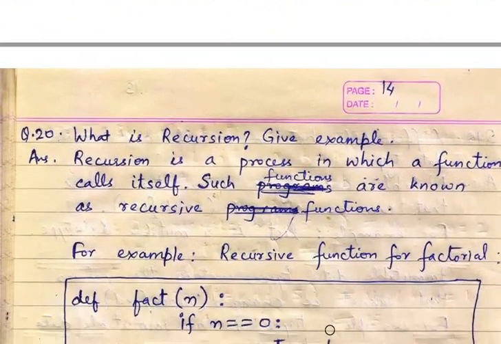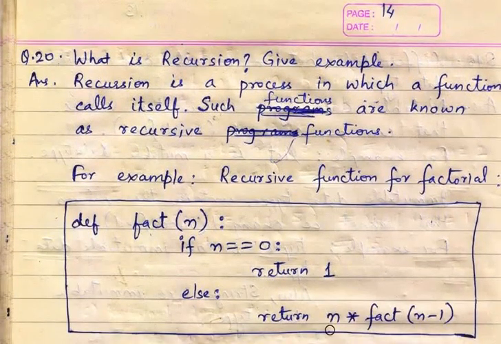Now comes a very important part which you will get in each and every examination, and that question is: what is recursion? Give example. Recursion is a process, and that process says that you have to create a function and that function should call itself. When we are calling a function inside the same function, it is known as a recursive program and that process is known as recursion.